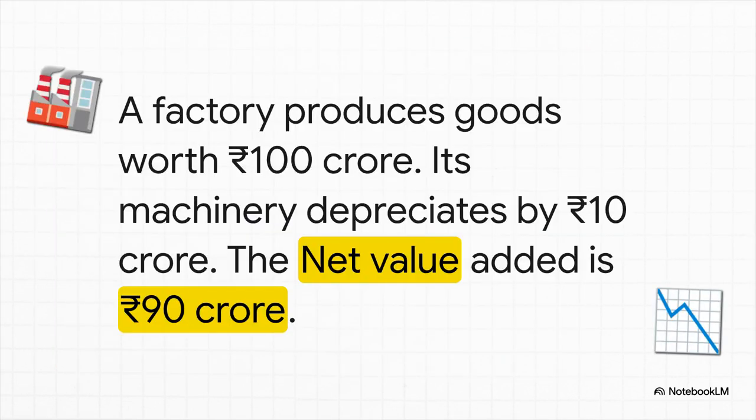Let's use a super simple example. A factory produces goods worth 100 crore. Awesome. But over the year, its machinery has worn down by a value of 10 crore.